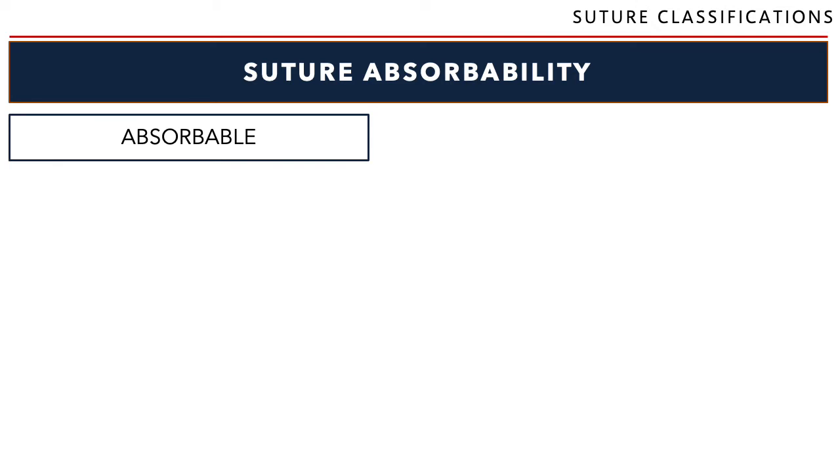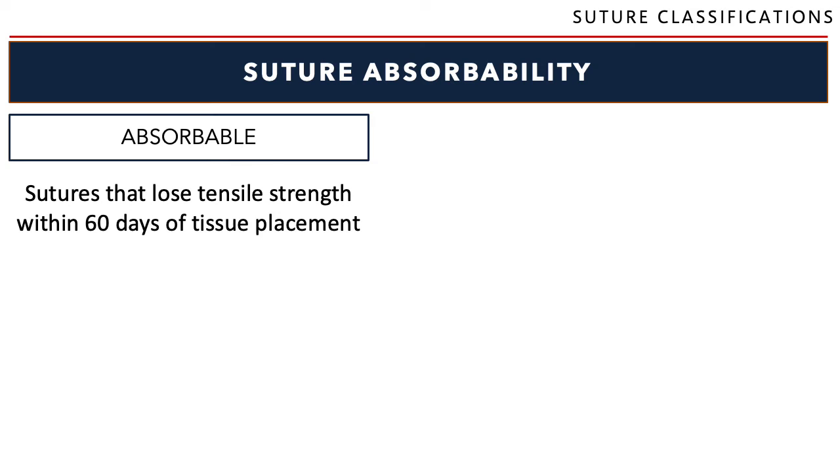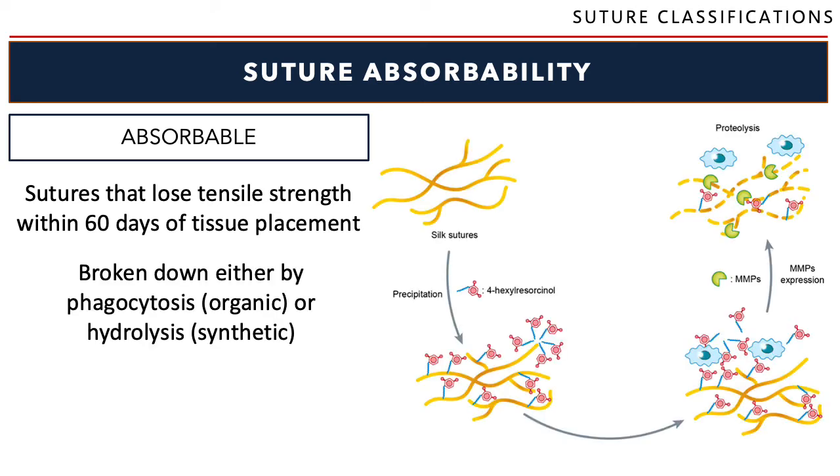When we say suture is absorbable, what do we mean? Usually, absorbable sutures would lose their tensile strength, their innate strength, within 60 days of tissue placement. Hindi sila ang dating kasi pag absorbable, natutunaw. Not really natutunaw, they're just broken down in a way, either by phagocytosis. Organic or natural suture materials are broken down through phagocytosis. Synthetic suture materials are broken down through hydrolysis.